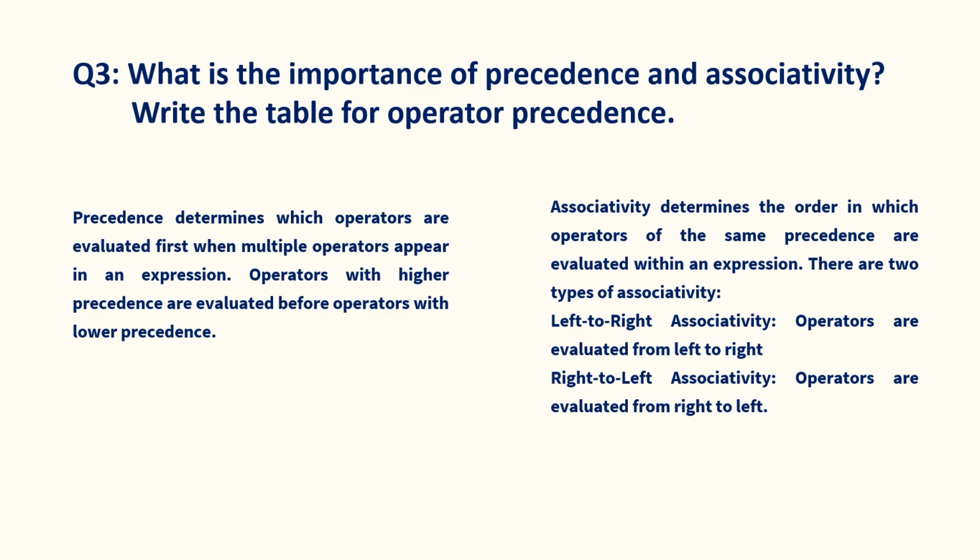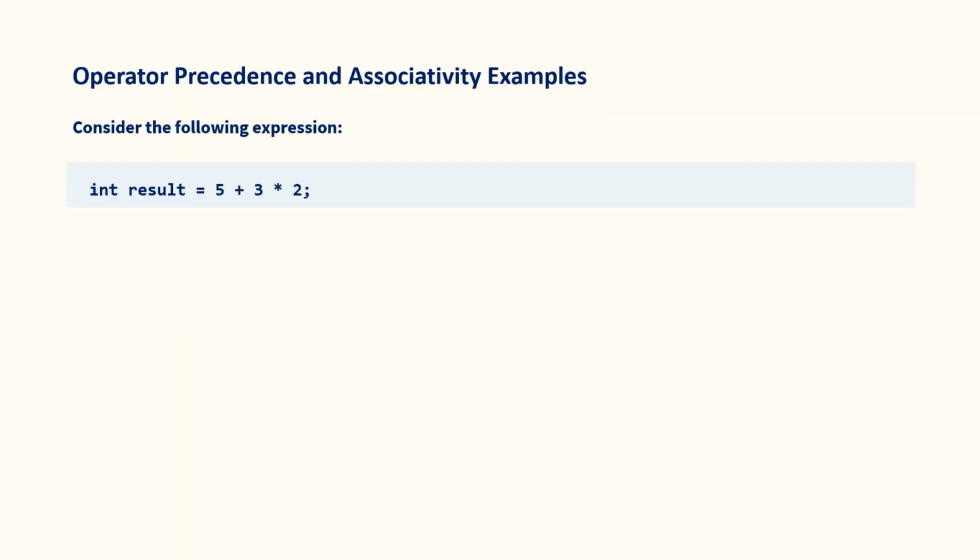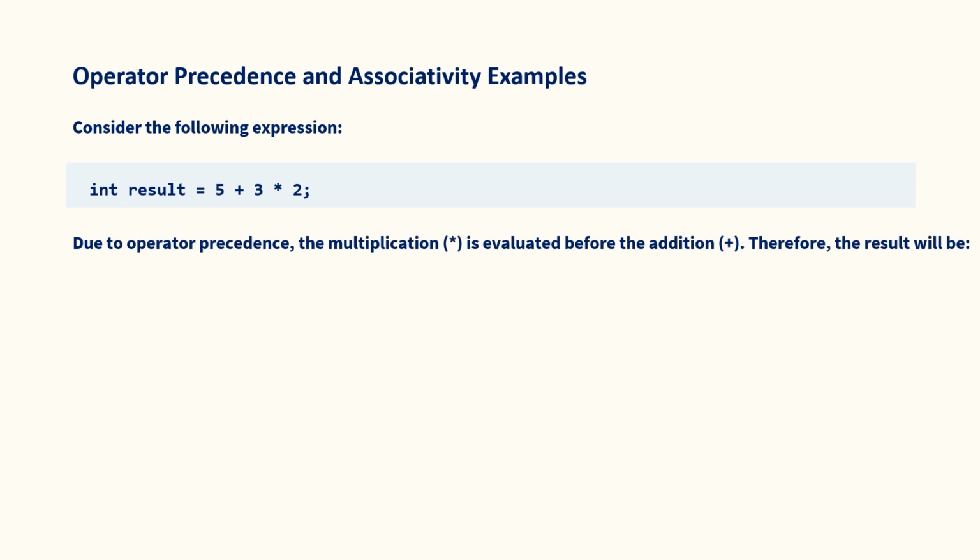There are two types of associativity. Left-to-right associativity: operators are evaluated from left to right. Right-to-left associativity: operators are evaluated from right to left. Let's consider the expression, result = 5 + 3 * 2. Due to operator precedence, the multiplication is evaluated before the addition. Therefore, the result will be 5 plus the result of 3 times 2. That's 5 + 6, which is equal to 11.